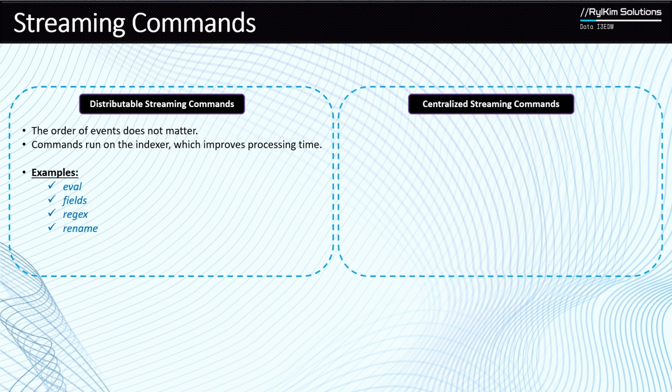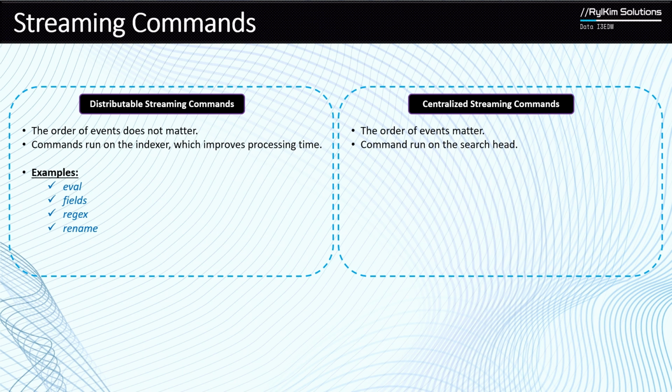Now, let's look at centralized streaming commands. With centralized streaming commands, the order of events matter. So that's the main difference with the distributable streaming command. It still executes on all the events retrieved, but the order is important. And these commands run on the search head.